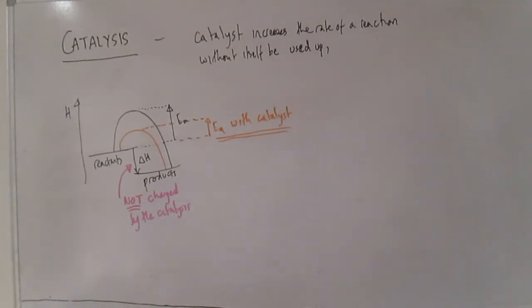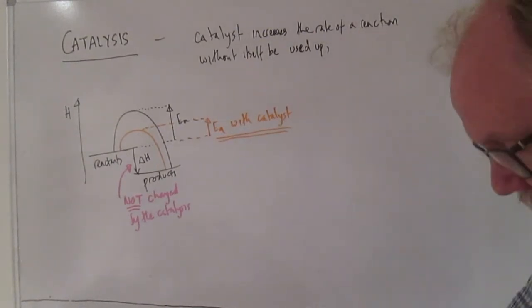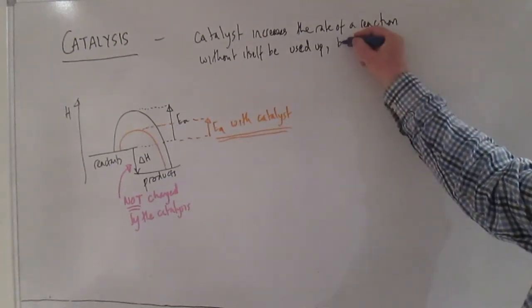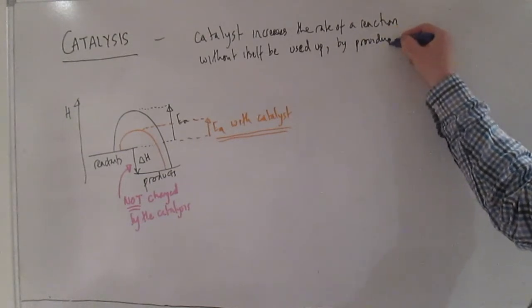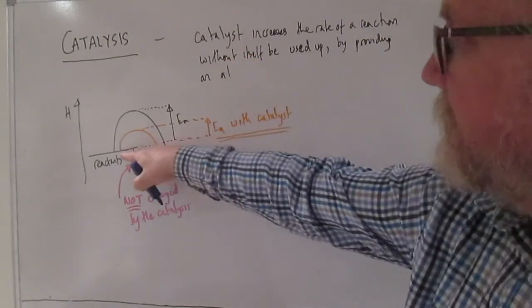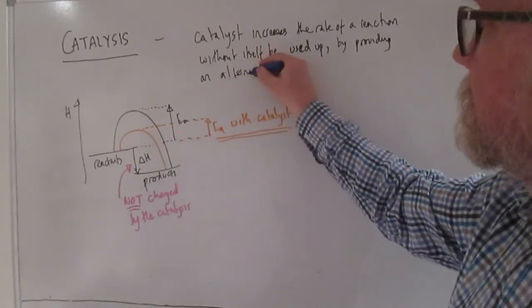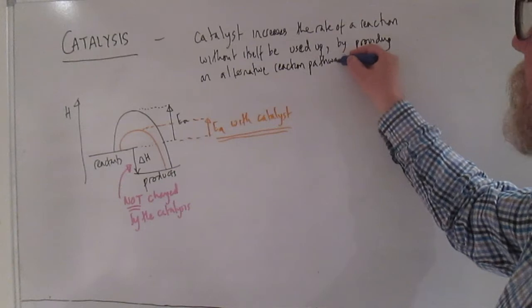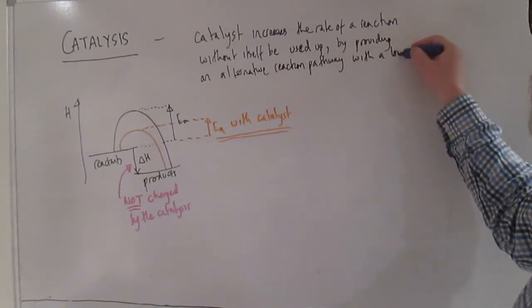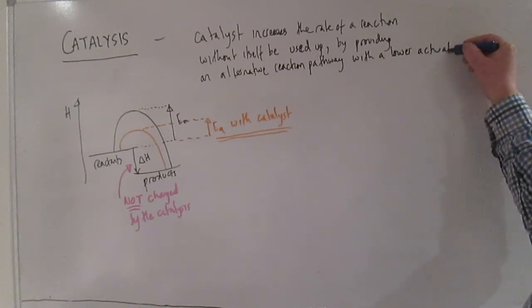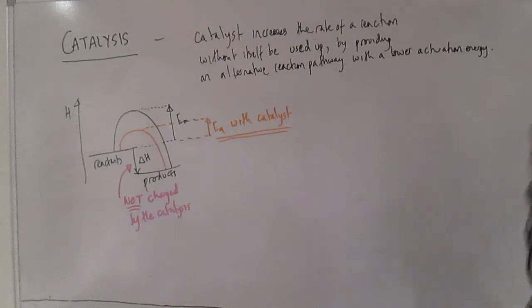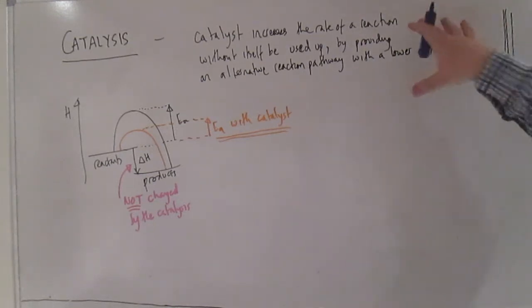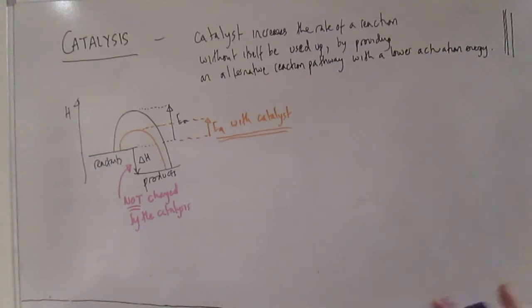So we can add that into the general statement at the top, that the catalyst increases the rate of reaction without itself being used up, and it does that by providing an alternative reaction pathway, so this hill rather than that one, with a lower activation energy. So that's the general statement that you need to have ready to make. It's a really important sentence that you need to use to describe what a catalyst does.